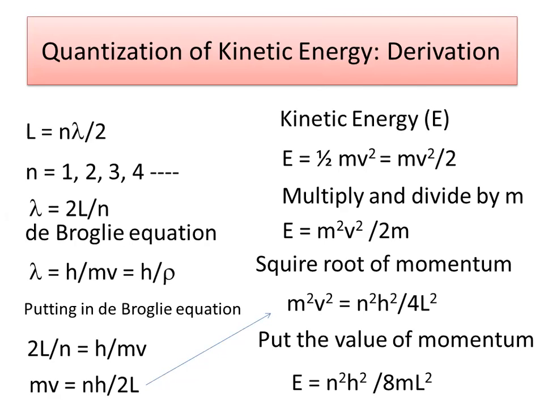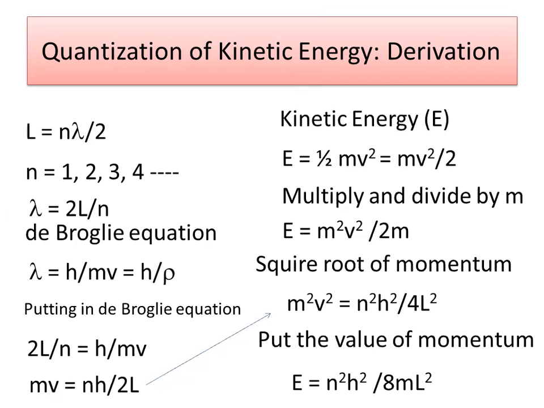And m is the mass of the electron, 8 is the constant, h is the Planck constant, and n is the energy level जो है, सही है, जिसकी हम बात करें. First energy level, second energy level, third energy level. So this is all about the kinetic energy. But I am going to finish over here. This is the final equation.